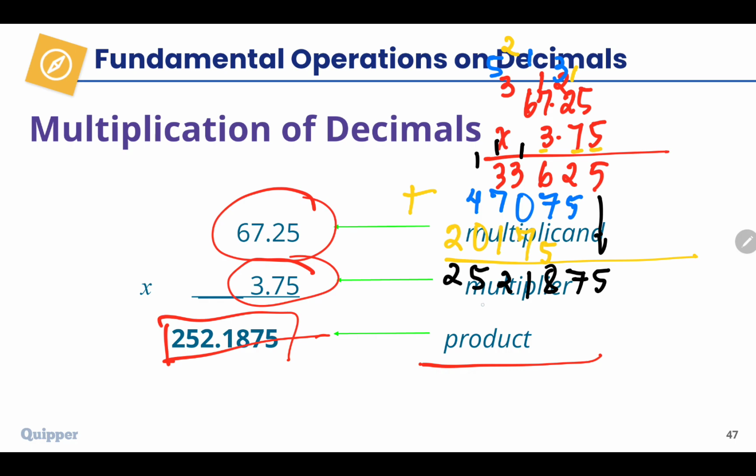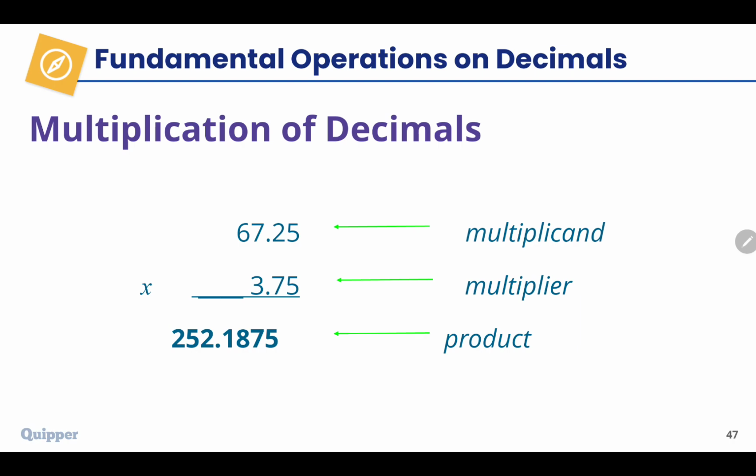So we have here 2521875. Ngayon, saan natin ipe-place si decimal? Bibilangan natin ilan yung number of decimals na meron tayo. So we have 1, 2, 3, 4. So, kung meron tayong apat na pinagsama natin from multiplicand and multiplier, so dapat pang-apat din yung decimal point natin dito. We have 1, 2, 3, 4. So, nandito siya. Okay, so you have here 252.1875.